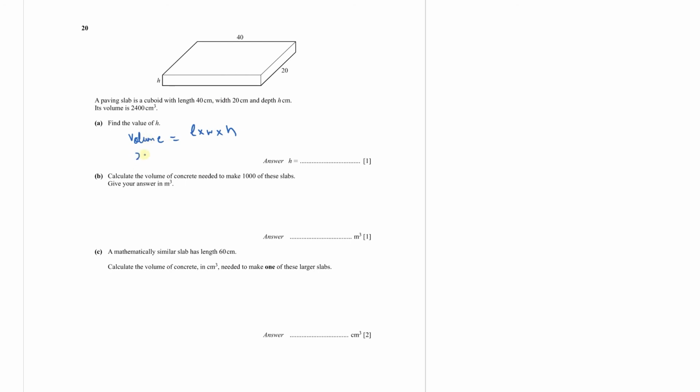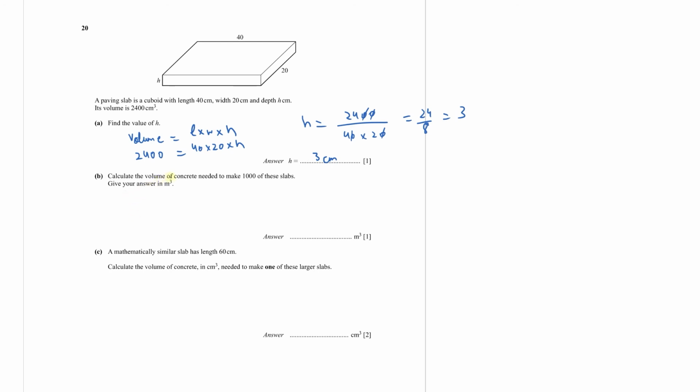Your volume is 2400. Your length is 40. Your width is 20 multiplied by height. So this will give your height to be 2400 divided by 40 into 20. So I can cancel these zeros with these two zeros in the numerator. Then 4 times 2 is 8. So 24 over 8 is 3. So your height is 3 centimeters.